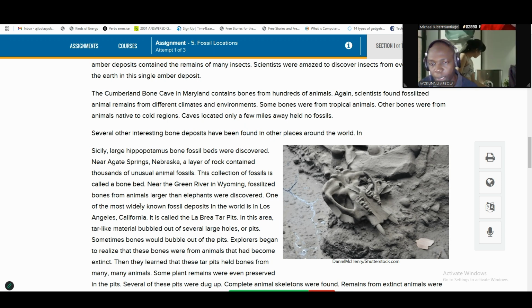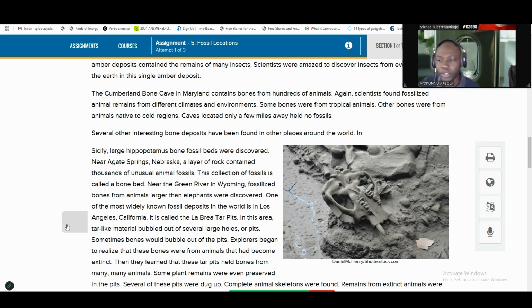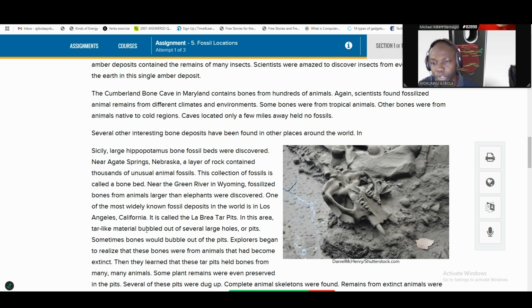One of the most widely known fossil deposits in the world is in Los Angeles, California. It is called La Brea Tar Pit. In this area, tar or tar-like materials bubbled out of several large holes or pits, so they call it tar pits. Sometimes bones would bubble out of the pit. Explorers began to realize that these bones were from animals that had become extinct.